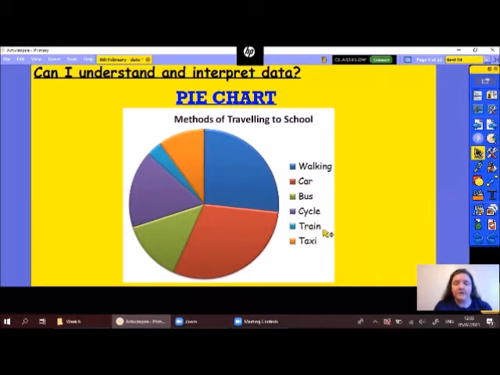So fewer people go to school by train than any other method. And the most popular ones are the bigger slices of pie. So the red and blue here, which would be car or walking. So that's how a pie chart works.